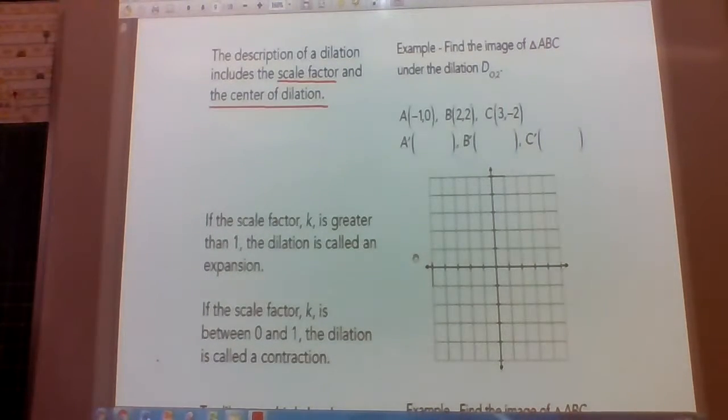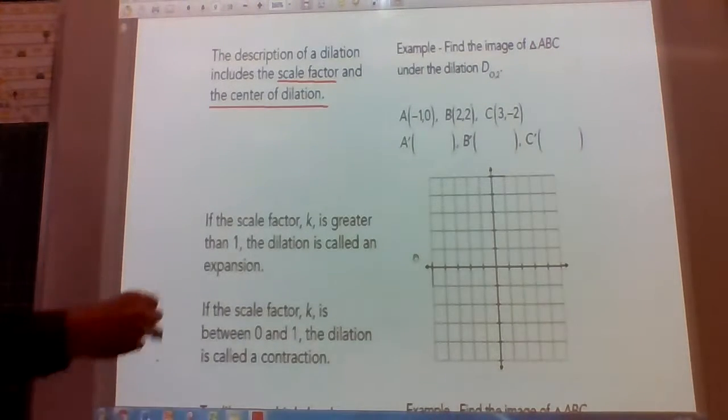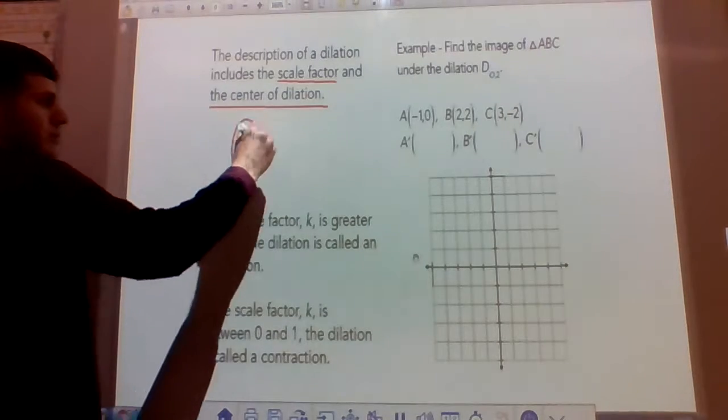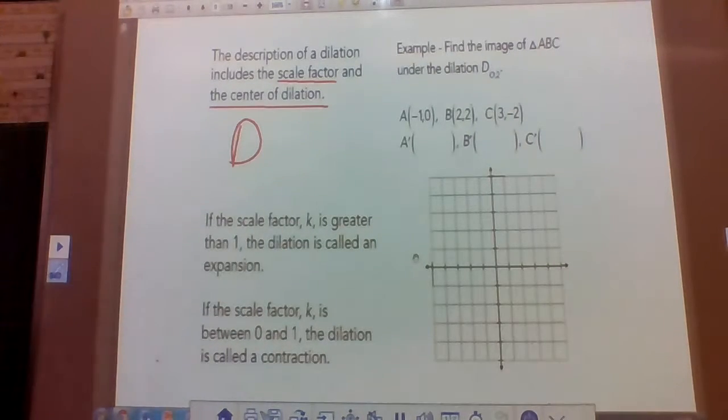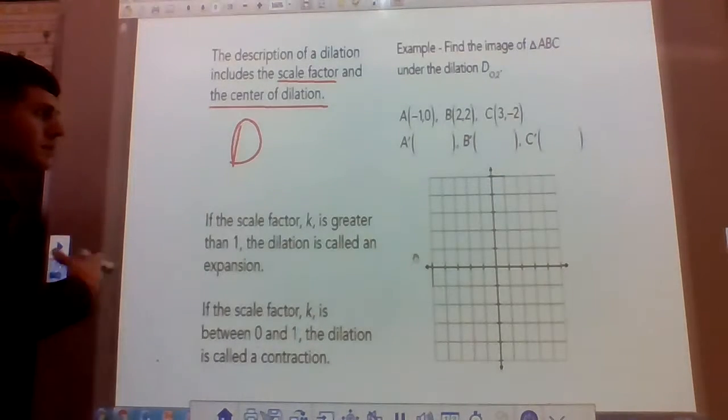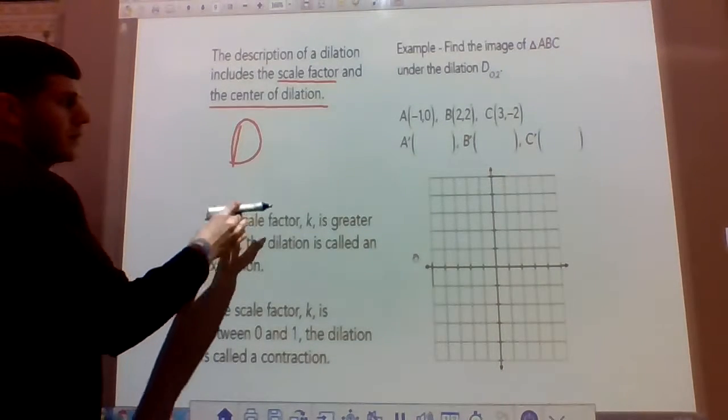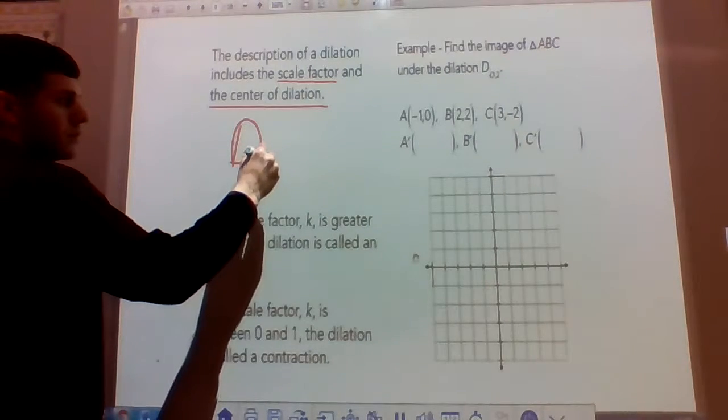So for our purposes, it's almost always going to be the origin. It might not be. There's like one problem on the practice where it's not. But for everything else, it is the origin. Okay. So how we're going to write this is D is going to represent a transformation. It can be any transformation, but here it's going to be a dilation. We're going to put 2 subscripts.